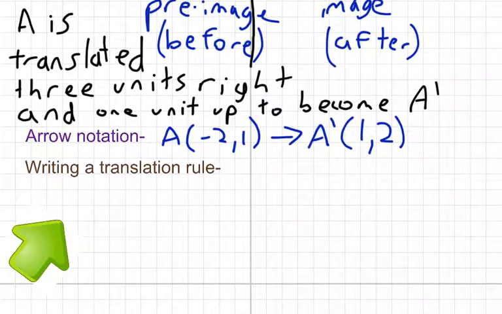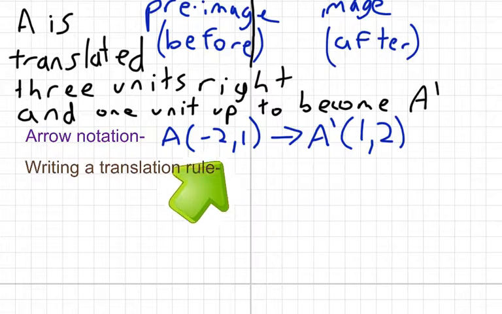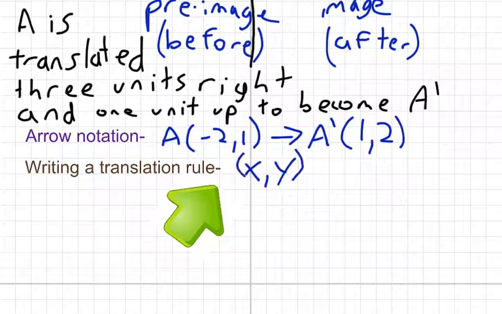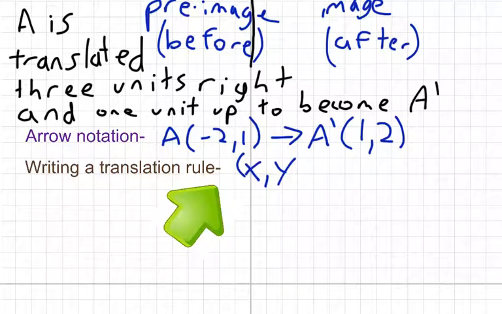Now there's another way we could say that. If we were writing a translation rule, then that would work for every possible point that we could translate. So we'd have a rule to fall back on. And that way is just using x and y. So we would say (x, y). And remember, x stands for our left and right, and y stands for our up and down. And we use that same arrow symbol. In other words, (x, y) becomes. And what am I doing to the x?